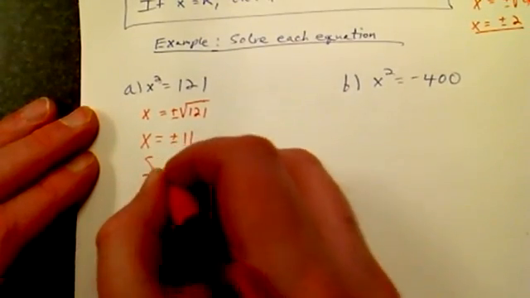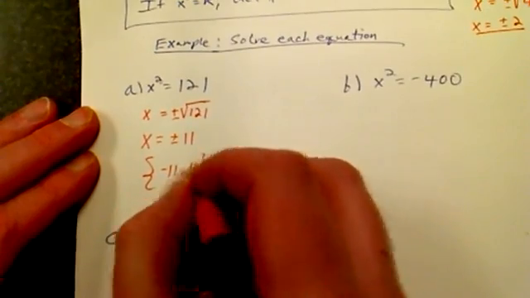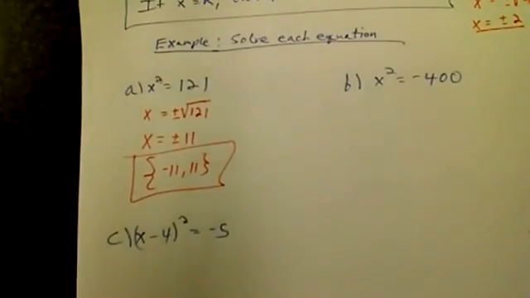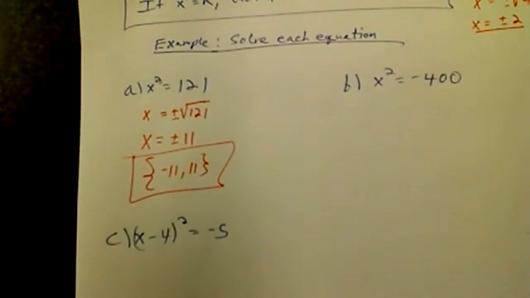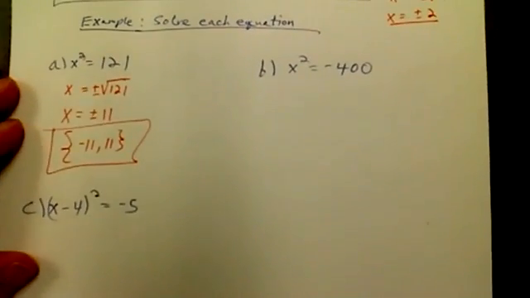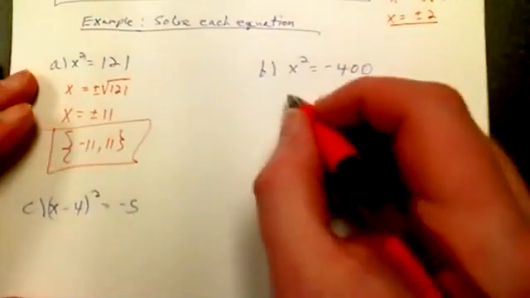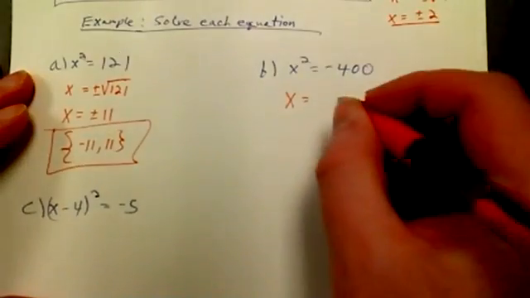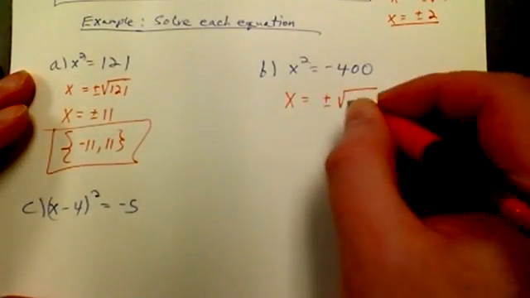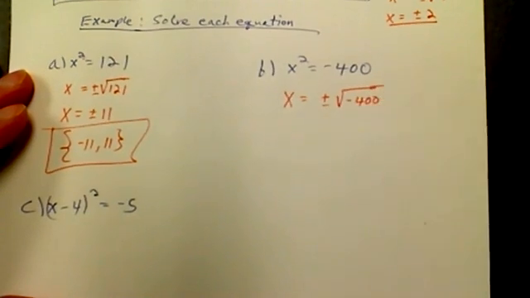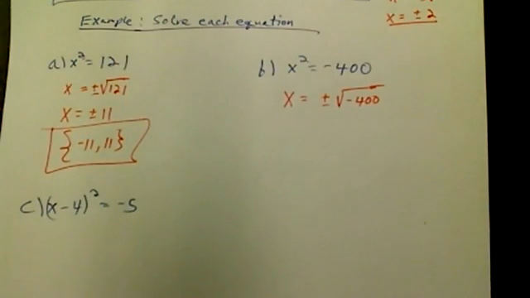So my solution set is negative 11 and 11. And if you plug those in, you can see that does satisfy the equation. So not too bad, usually pretty quick. Now look at this one. This one's interesting. If I take square roots of both sides, then I'm going to be taking the square root of a negative number. Uh-oh. Is that a real number? No, it's not. It's not a real number.